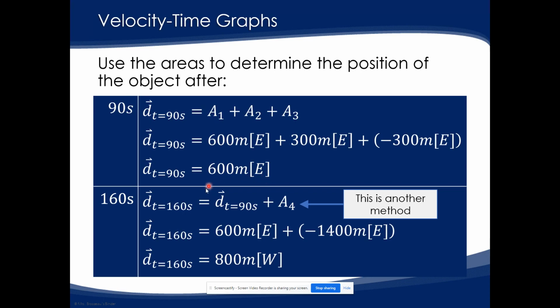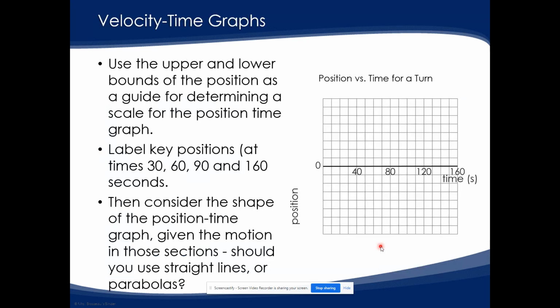The other way you can do this is you can write it as our position at 160 seconds is the same thing as the position at 90 seconds plus our new addition. So you can either add each of the areas together, or you can say, I already calculated this one, I'm just going to add in the last area now. Either way is completely correct and accurate. Remember again, this one was negative, so we're going to make sure to keep that negative sign with it so that we get 800 meters west.